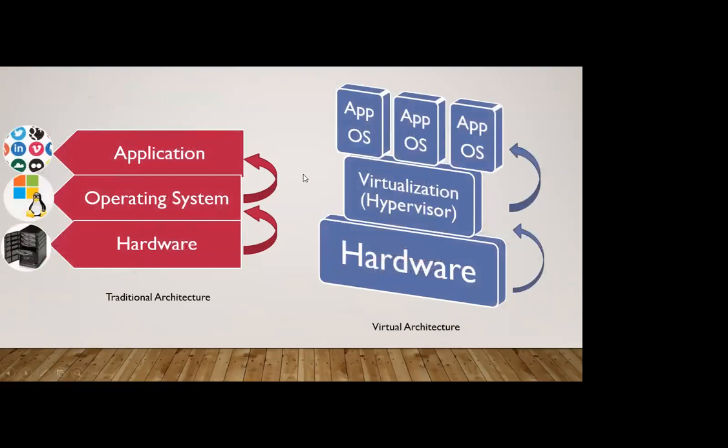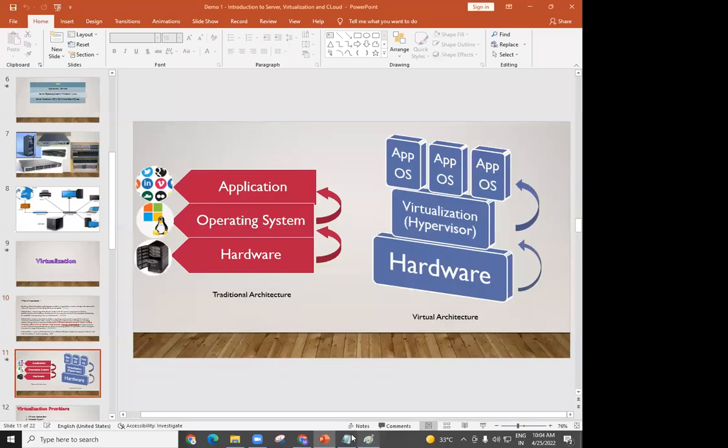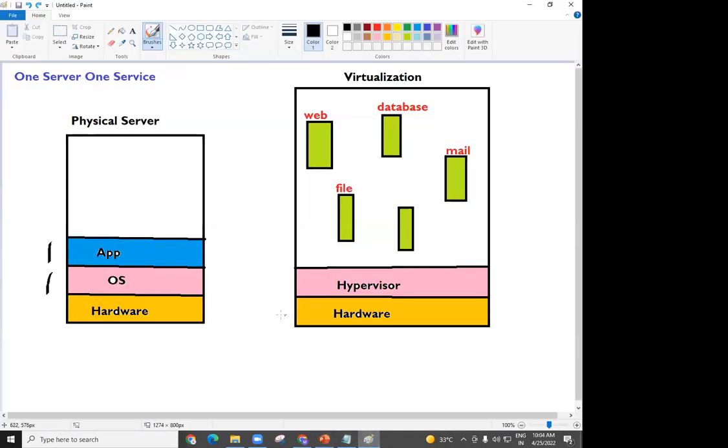The blue one, the right side of your screen: hardware, virtualization, operating system. Remember I told you what we have to do here. We have to take the hardware, install the hypervisor, create a virtual machine, and run the application. So these are the 4 stages. These are the 4 steps we have to do.